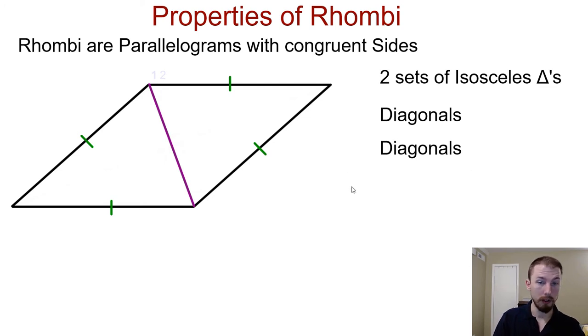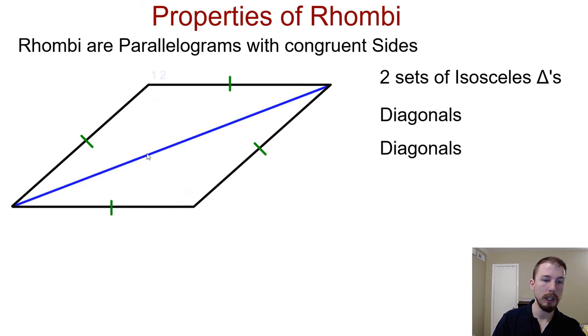Rhombuses are parallelograms with four congruent sides, and so they have two sets of isosceles triangles. If all four of the sides are congruent, we also know that this side is congruent to itself by the reflexive property, telling us that this triangle and this triangle are congruent to each other. That means their angles are all going to be the same by corresponding parts of congruent triangles, meaning these two angles are going to be bisected by this diagonal. Now I can show them that there's actually two sets of these. So we have another one here.